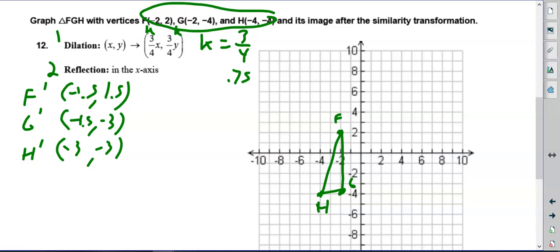So our first transformation is going to be at negative 1.5, 1.5, about right there. And then negative 1.5, negative 3, about right there. So here's F prime, and here's G prime. And negative 3, negative 3. Okay, that's going to be this little triangle right here. Same shape, just a little bit smaller.